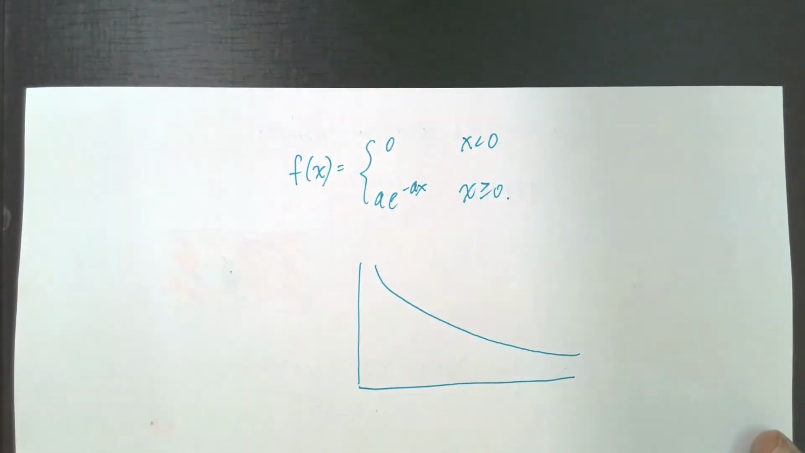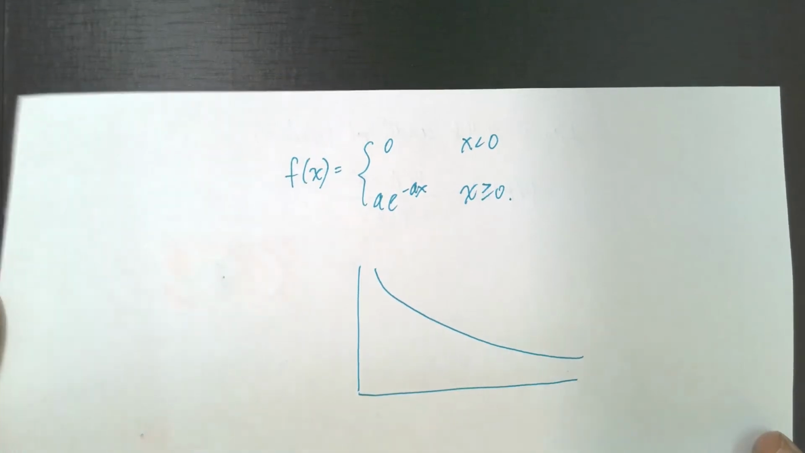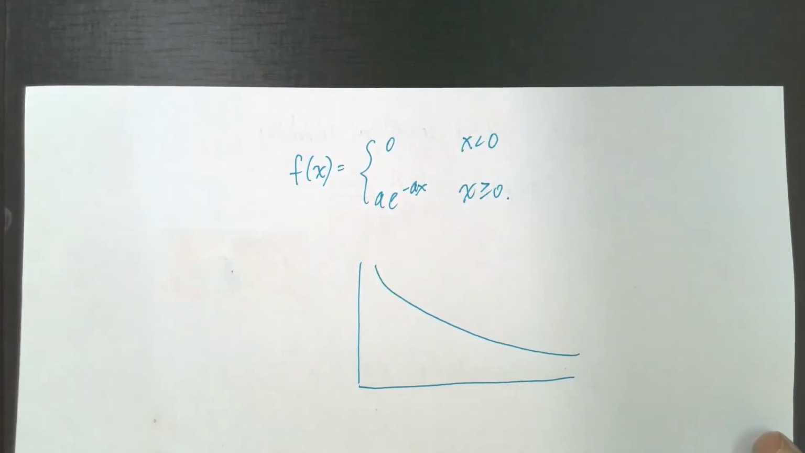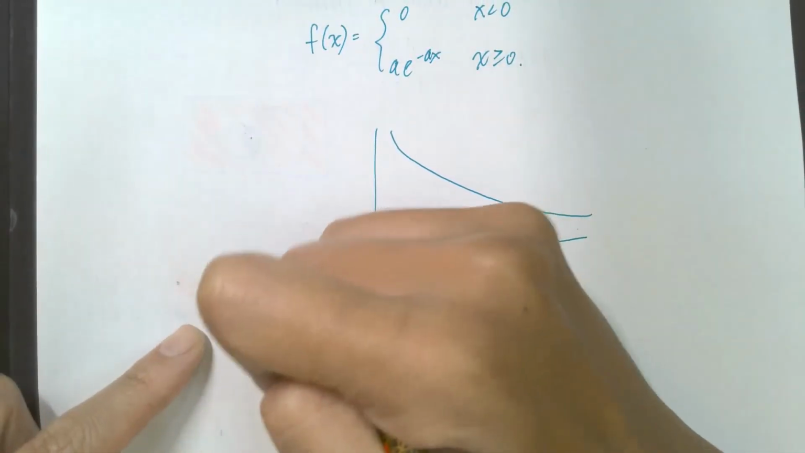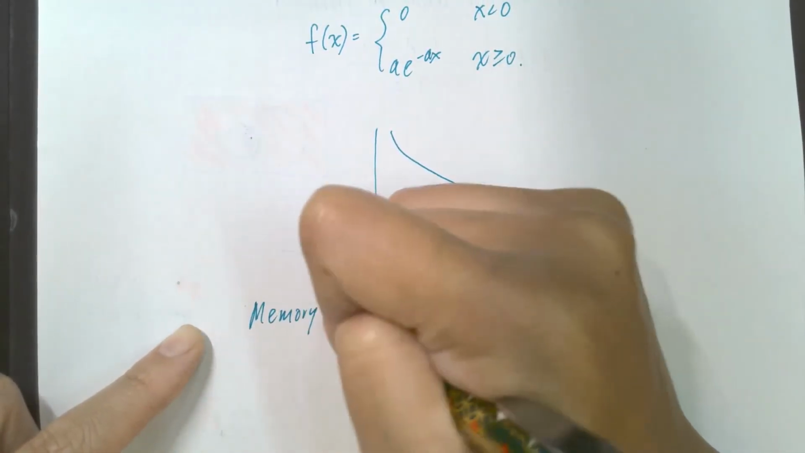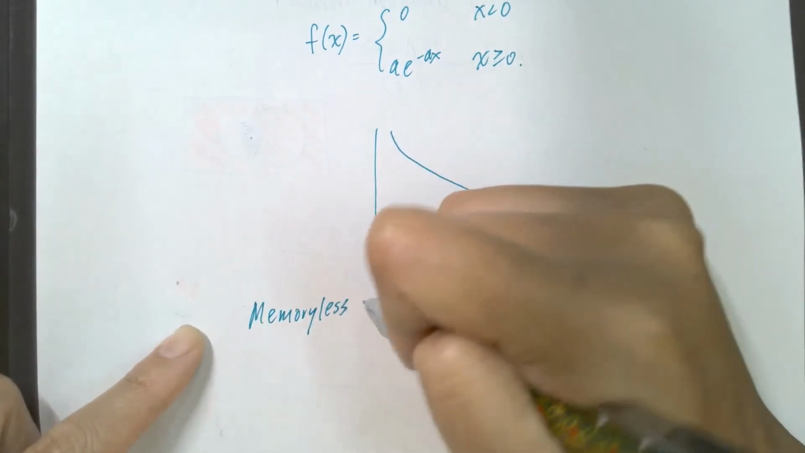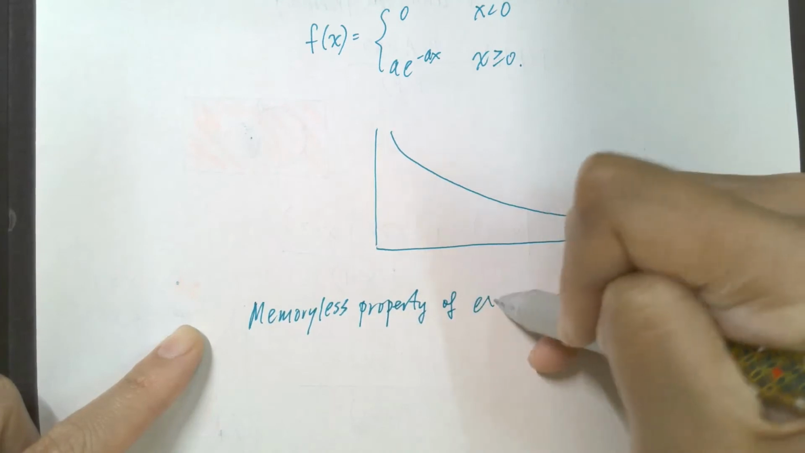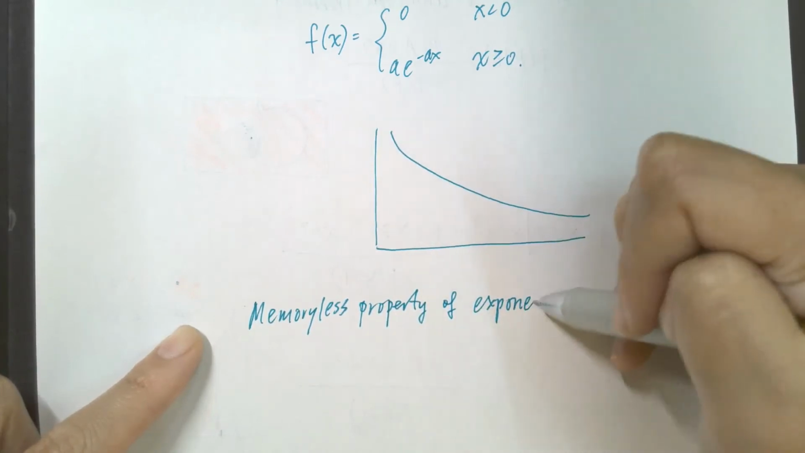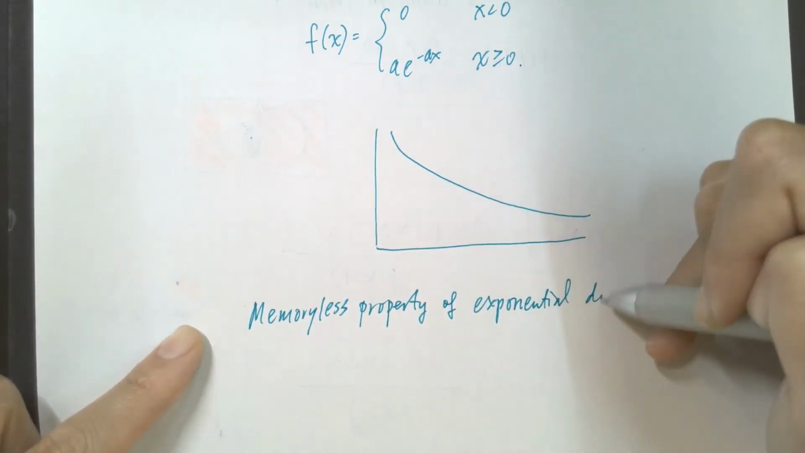Now there's an interesting property, which is called the memoryless property of the exponential distribution. So let me write this. Memoryless property of exponential distribution.